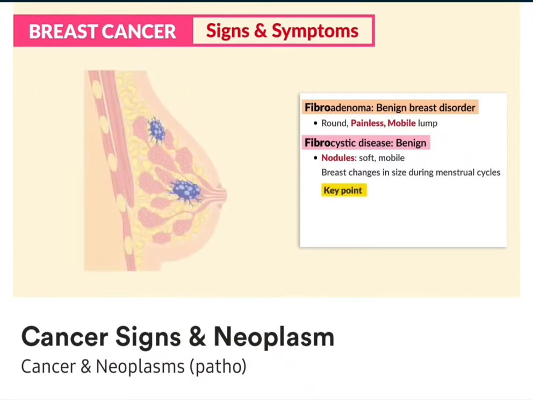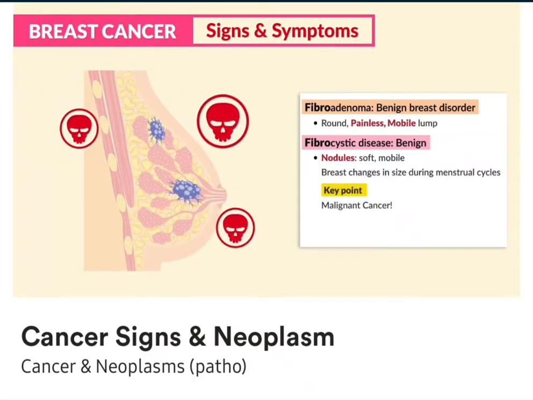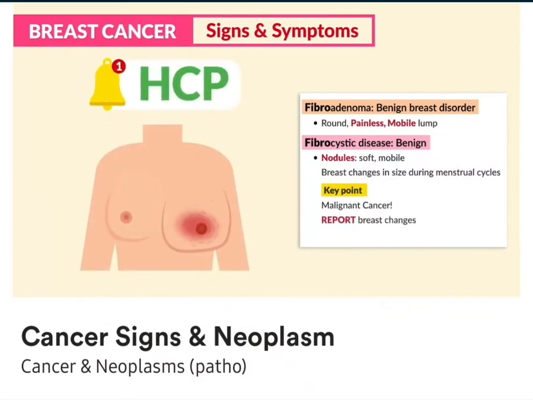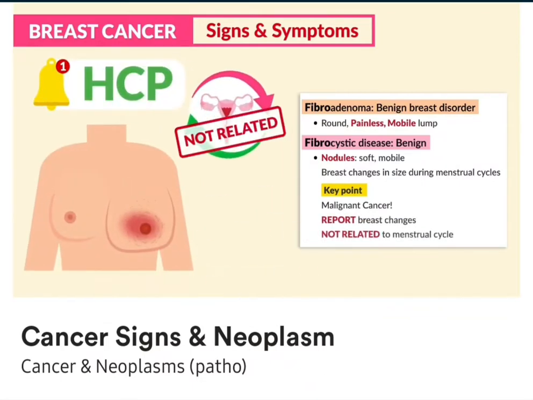So the key point, a big sign of malignant cancer, we report breast changes that are not related to the menstrual cycle. So write it down again, report the breast changes that are not related to the menstrual cycle. Many students get this wrong, so just be sure to know those key words.